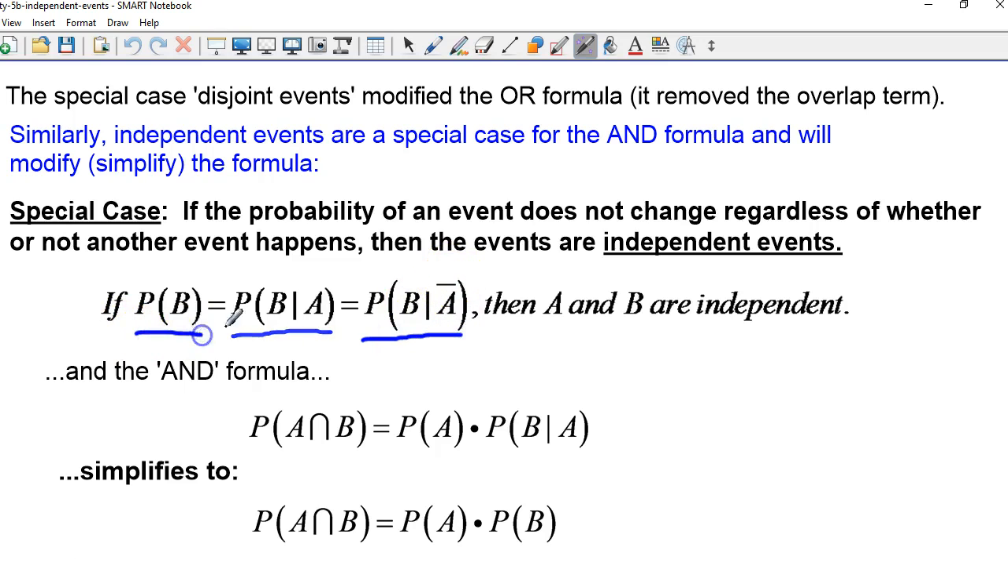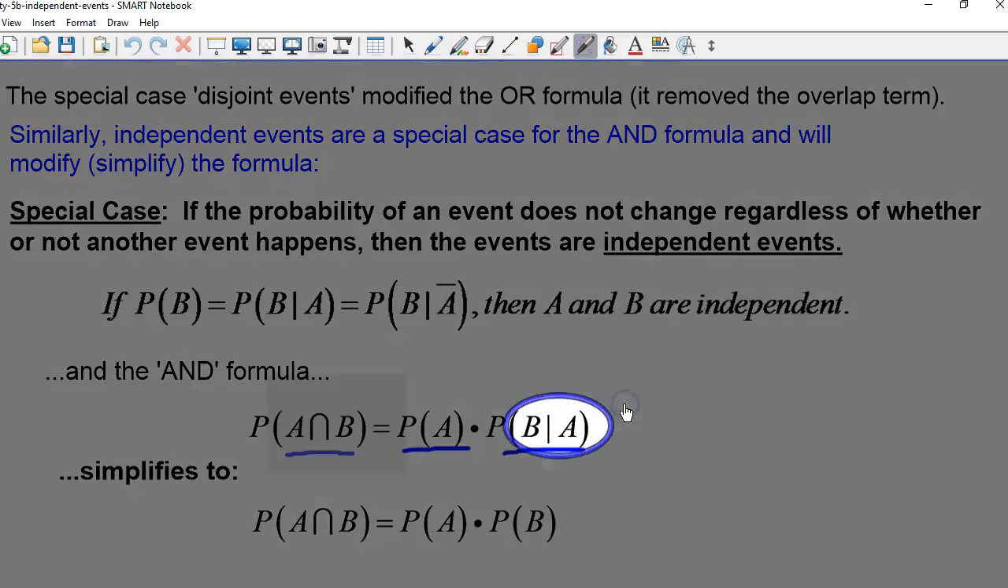All of those three probabilities would be the same because the probability of B would just be the same in all cases. Well, if that's true, the AND formula, which we know in all cases, is this. The probability of A and B is the probability of A times the probability of B given A. This conditional probability can simplify.